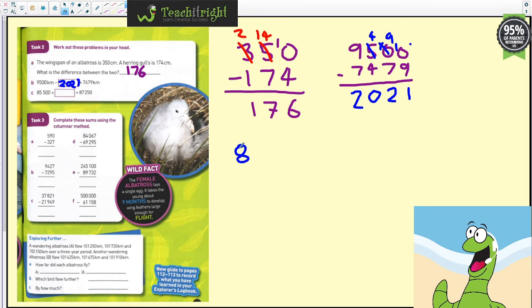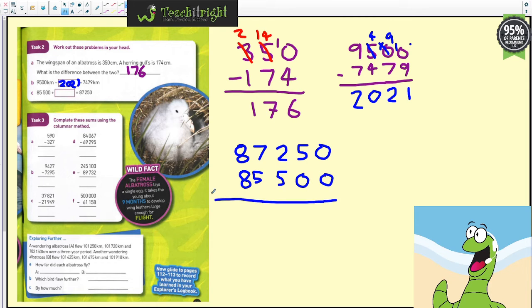So 87,250 subtract 85,500. If we subtract the two, the difference will be what was added on. So 0 take away 0, nice and easy, 0. 5 take away 0 is still 5.